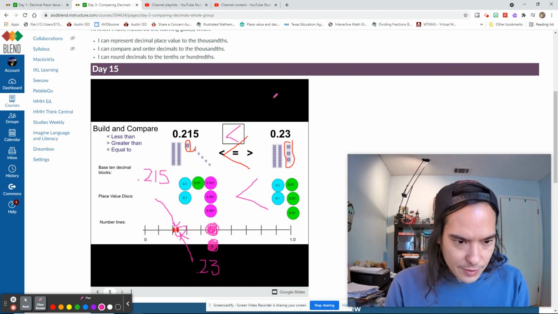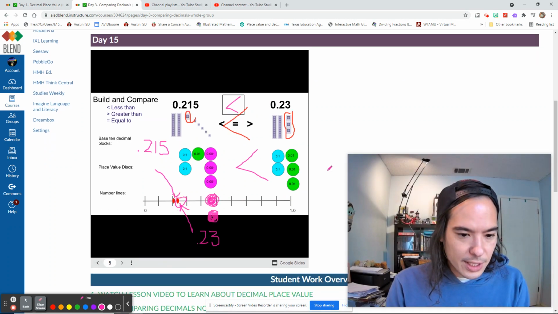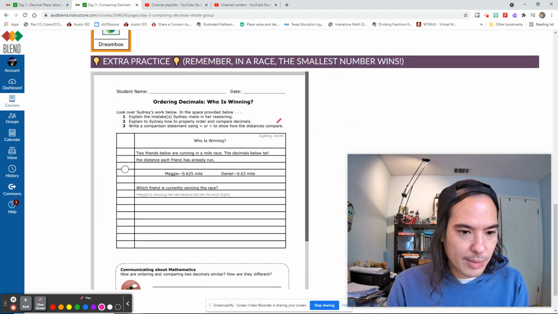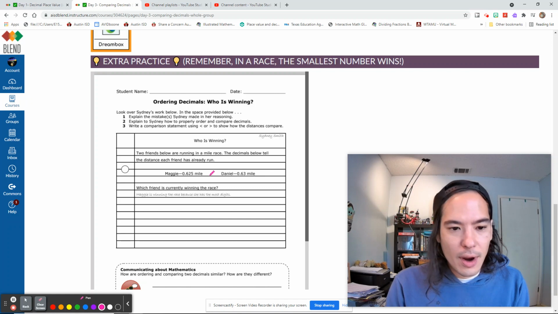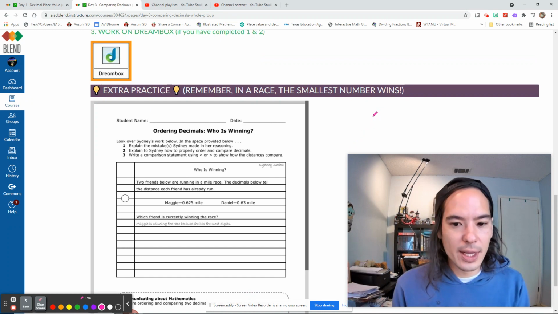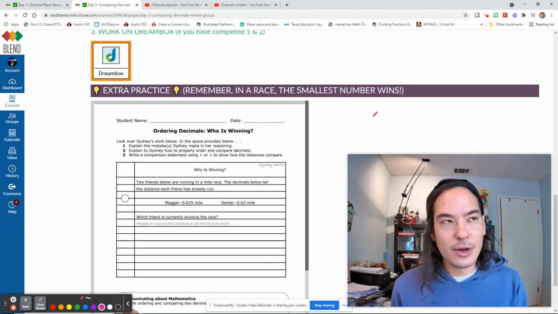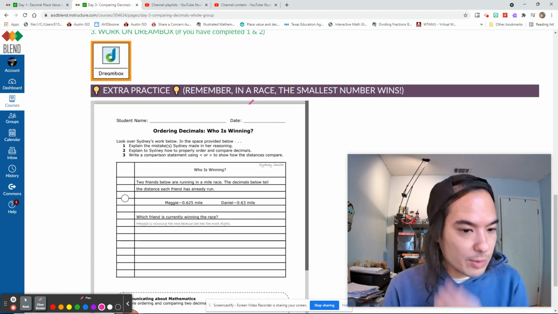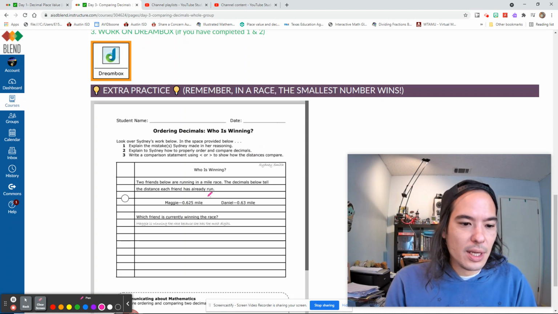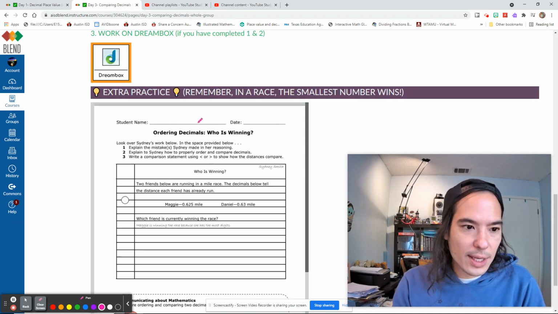All right, so remember, you're going to do this and then you're going to take notes. But if you decide that you are going to do the extra practice assignment today, remember something about a race: the smallest number in a race is the winner, right? If I run the track in 1 minute and you run the track in 30 seconds, your number is smaller, so you are the winner, right? Whoever gets around fastest is the winner. So if you end up doing the extra activity today, make sure that you remember that the fastest person has the smallest number in a race, all right?